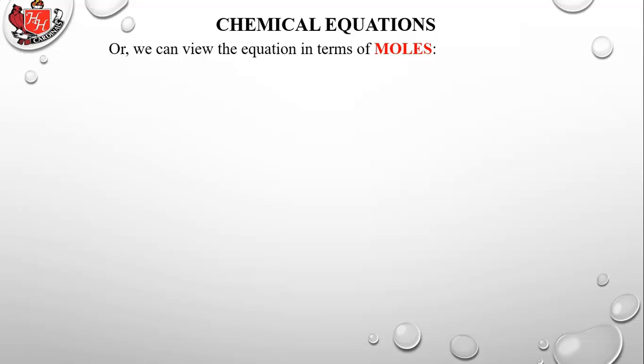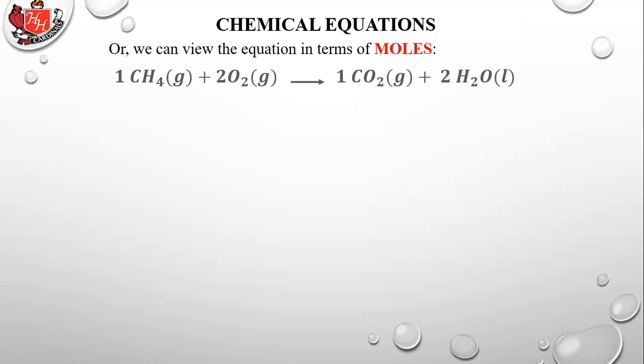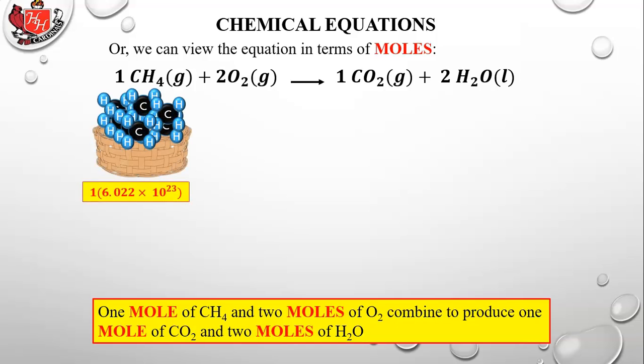Or we can view the equation in terms of moles. So here's the same equation. 1 mole of CH4, so that's one of those big baskets of 6.02 times 10 to the 23rd molecules or atoms or particles. In this case, they're methane molecules. And we have this very large number so that we can see them and actually weigh them on a scale. So we're taking one of those big baskets. Each basket represents 6.022 times 10 to the 23rd molecules.